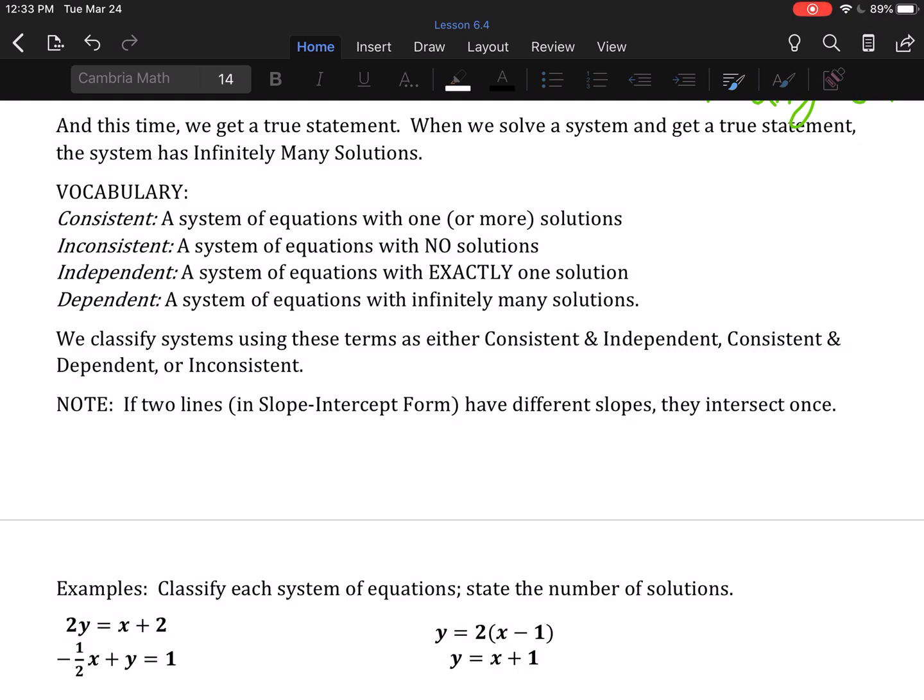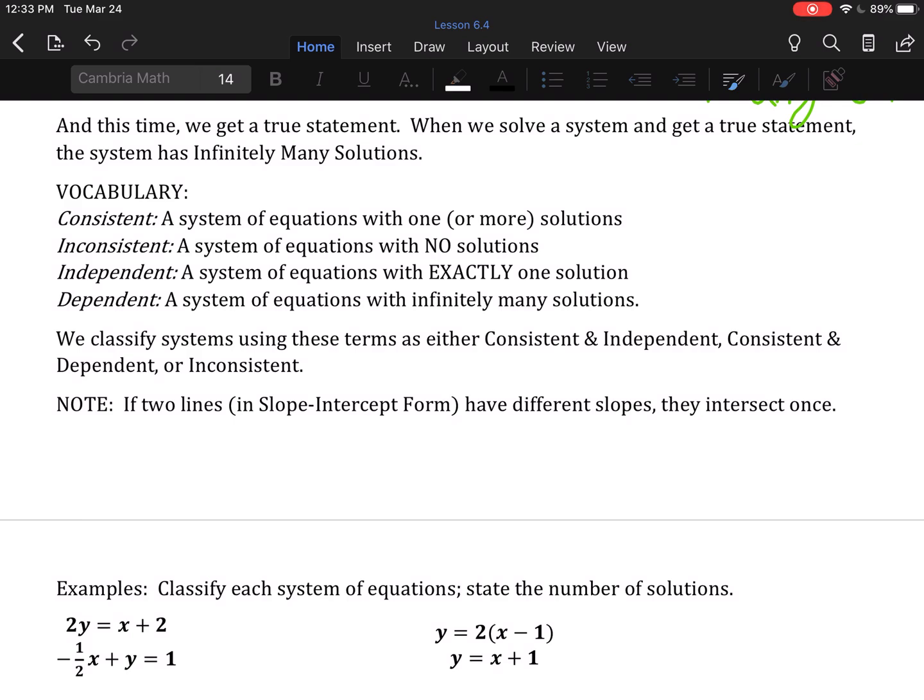Okay? Consistent needs a second word to describe it because consistent says one or more solutions. We need to know, is it one or is it more? So if we say consistent and independent, we're saying exactly one. If we say consistent dependent, we're saying not one, infinitely many. We're saying it's the more solutions. Okay? And you can see we classify using either consistent and independent for one solution, consistent and dependent for infinitely many solutions, and inconsistent for no solutions.